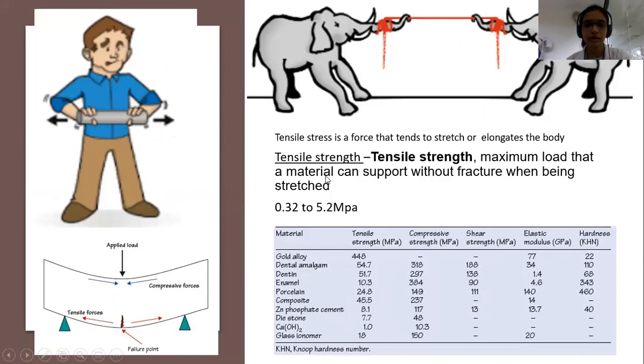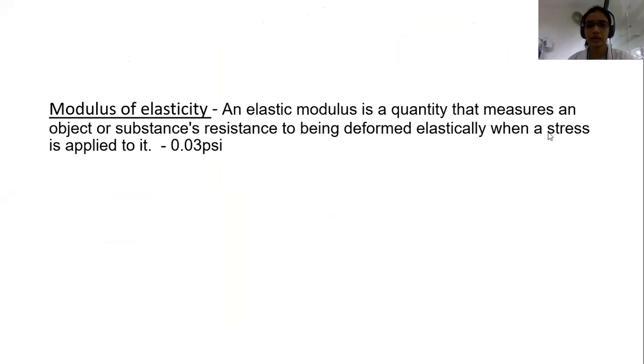So the tensile strength of zinc oxide eugenol is 0.32 to 5.2 megapascal. If we compare it with dental amalgam, composite or a glass ionomer cement, it is very low. So the tensile strength of zinc oxide eugenol is also low compared to the other permanent restorative material. Then coming to the modulus of elasticity.